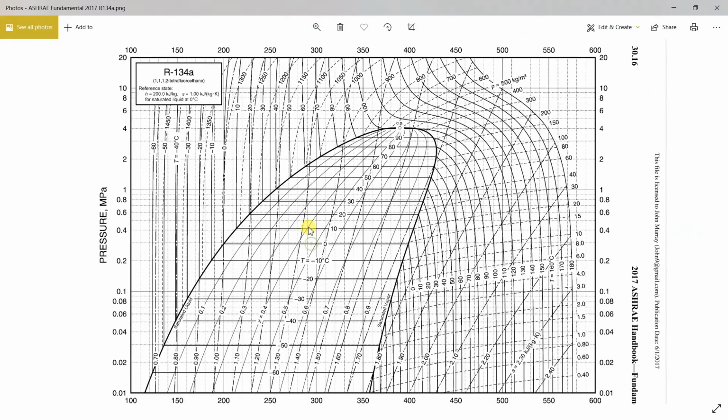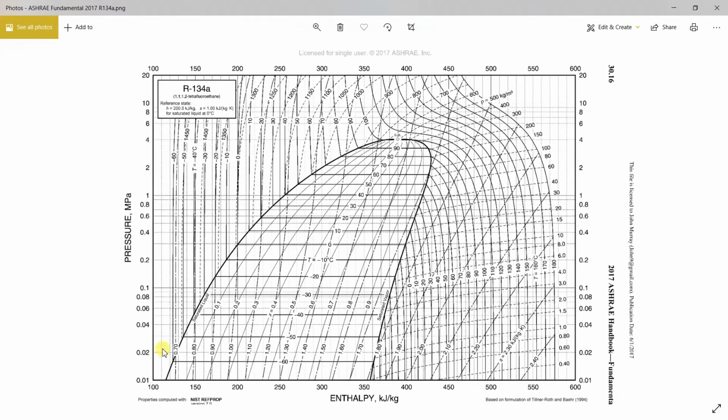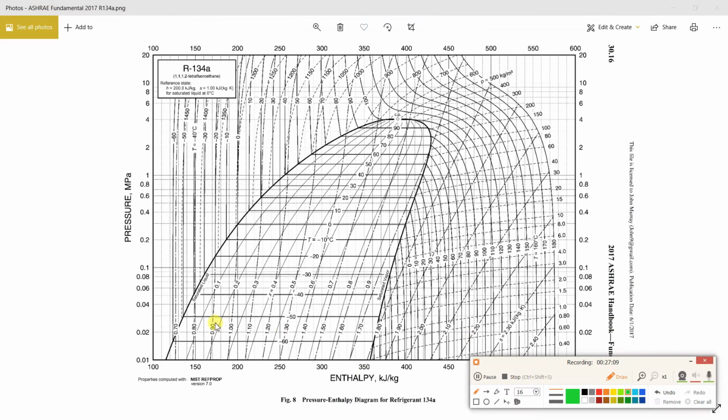Now understand this pH chart. On the y-axis we have pressure, and on the x-axis we have specific enthalpy. Please observe the units: pressure is in megapascal, and specific enthalpy is in kilojoule per kg. Now this is the vapor dome which we had seen previously. You can see the vapor dome over here.